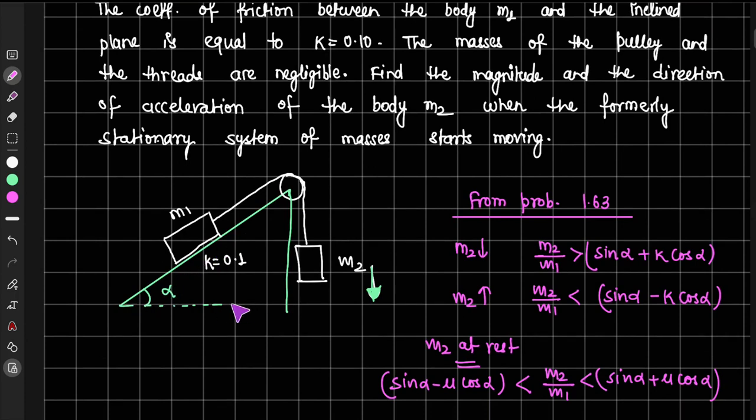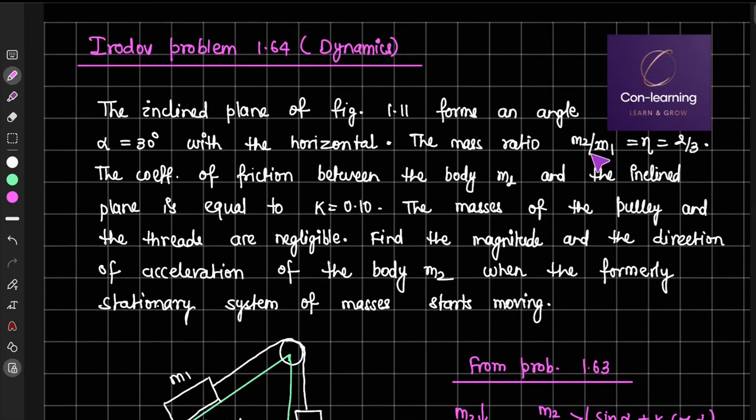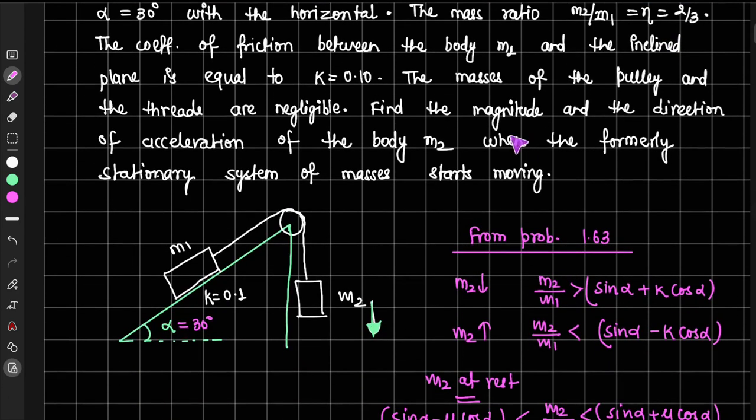We have an inclined plane making an angle of alpha with the horizontal, equal to 30 degrees, and there is no friction between the pulley and the thread. The masses m1 and m2 are connected using the thread and the pulley, and the coefficient of friction between mass m1 and the inclined plane is given as k equal to 0.1, and the mass ratio m2 upon m1 is equal to 2 by 3. We have to find out the magnitude as well as the direction of the acceleration of the body m2.